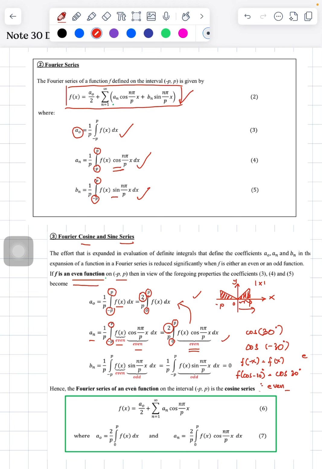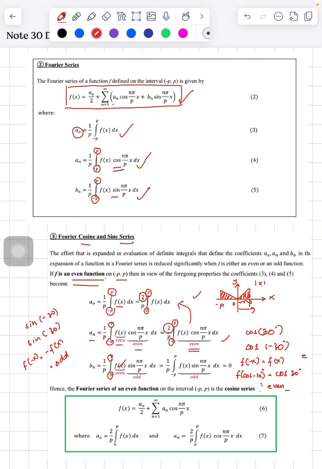And for b_n the formula is 1 over p, the integral of f(x) sin(n pi over p x) dx, from negative p to p. Okay, we know f(x) is even, and for sine, you can use your calculator. Sine negative 30 and sine 30, we will have the same value but different in sign. Okay, so f(negative x) will be negative f(x). This is for odd. So the sine function is always odd.